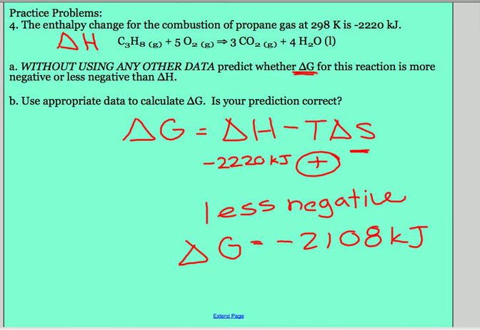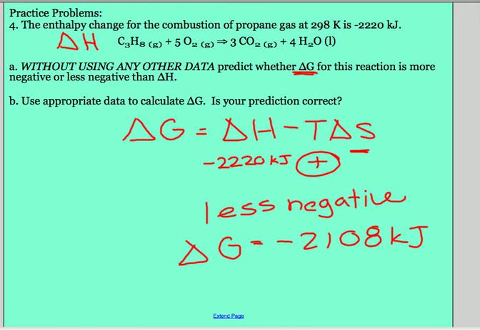And they're telling us that the enthalpy change for the combustion is negative 2,220 kilojoules. So it's releasing heat. So we know that our enthalpy here is negative. And they're telling us, what do you think that delta G will be? So you have to think about this. We know our temperature is 298, so it's positive. And you have to think, okay, what does that mean for entropy?